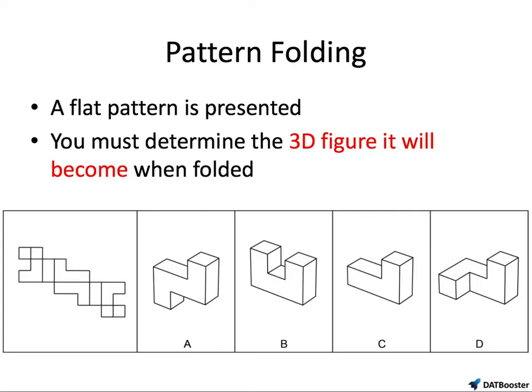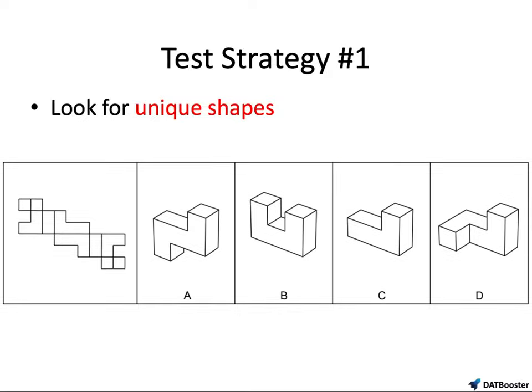So in this game, a flat pattern is presented, which will be folded into a 3D figure, and you have to determine which of the 4 answer choices is the correct 3D figure. All folds are made away from you into the screen. It sounds easy enough, but in my opinion, this is one of the hardest, if not the hardest, sections of the entire PAT. So let's unpack some strategies.